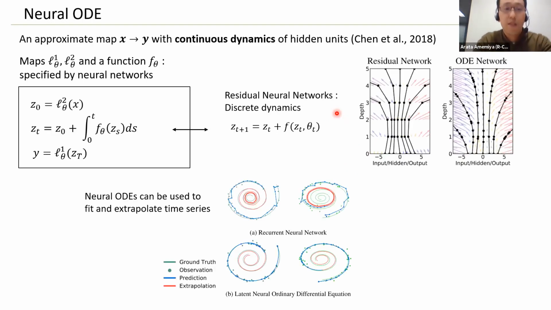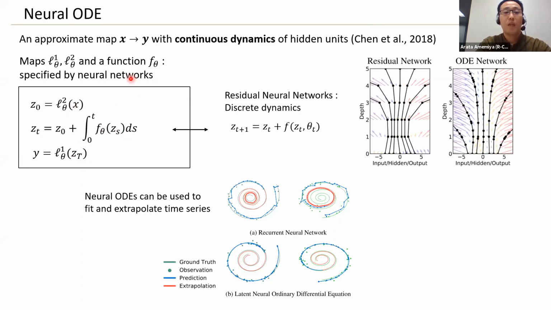So let's start with the introduction to neural ODE. Neural ODE is an approximate map from a vector x to another vector y. The mathematical formulation is shown here. There are two maps, L1 and L2, usually linear. They are the transformation from the input and output variables to the latent space variable z.